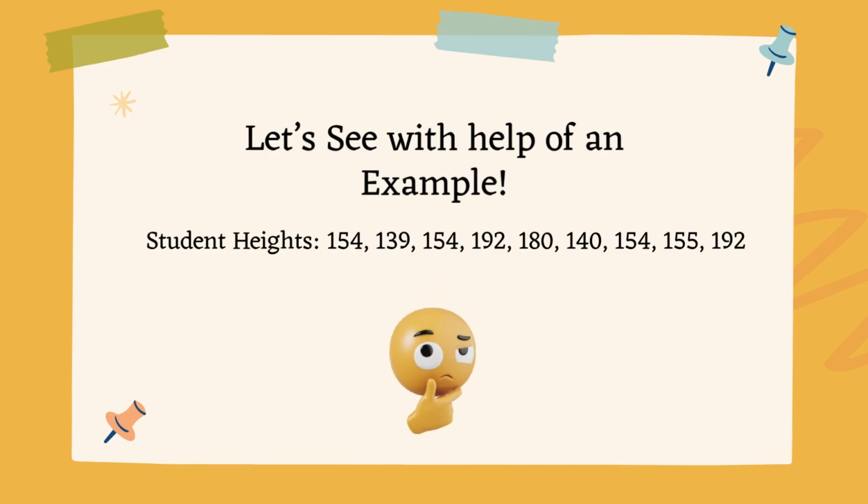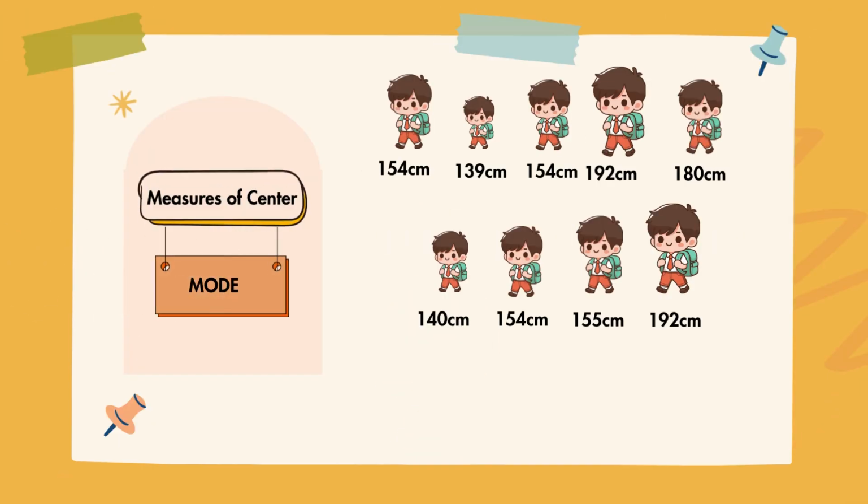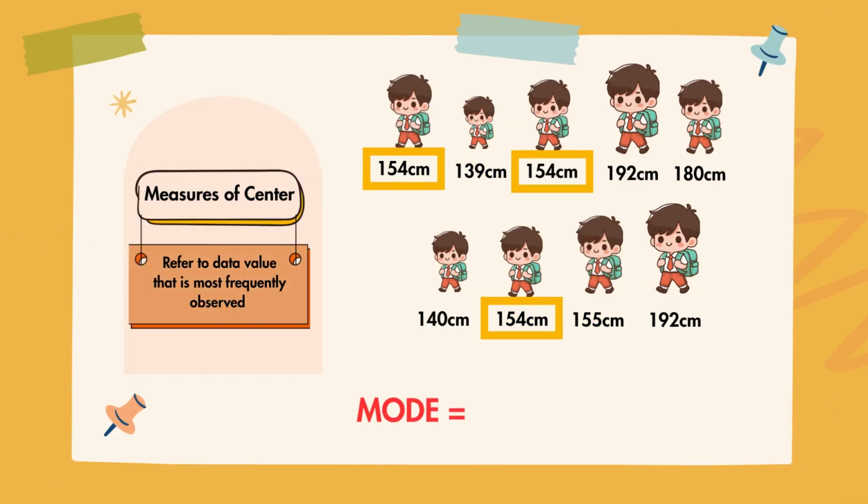Here we have the heights of 9 students in centimeters: 154, 139, 154, 192, 180, 140, 154, 155, and 192. The data value that appears most frequently in a dataset is called the mode. Looking at these numbers, we can see that 154 appears 3 times, more than any other value.